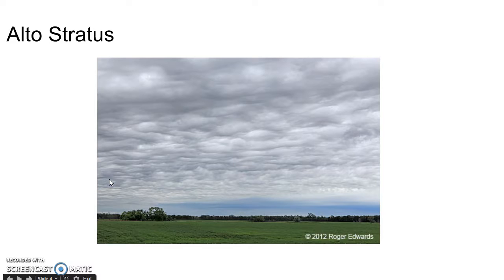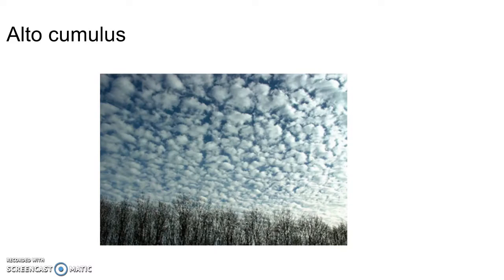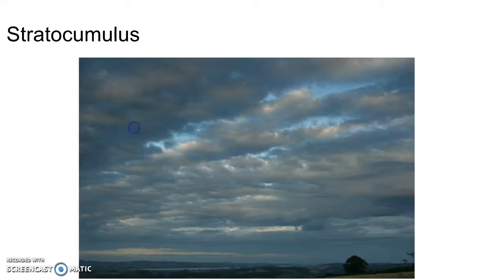And now we start getting into the mid-levels of the atmosphere. And now we have altostratus, layered clouds, but they're closer to the surface than the cirrostratus was. So altostratus, mid-level. And now we have our altocumulus. The cumulus clouds are lower down than cirrocumulus. So alto, again, just means mid-level, medium, mid-level altitude.